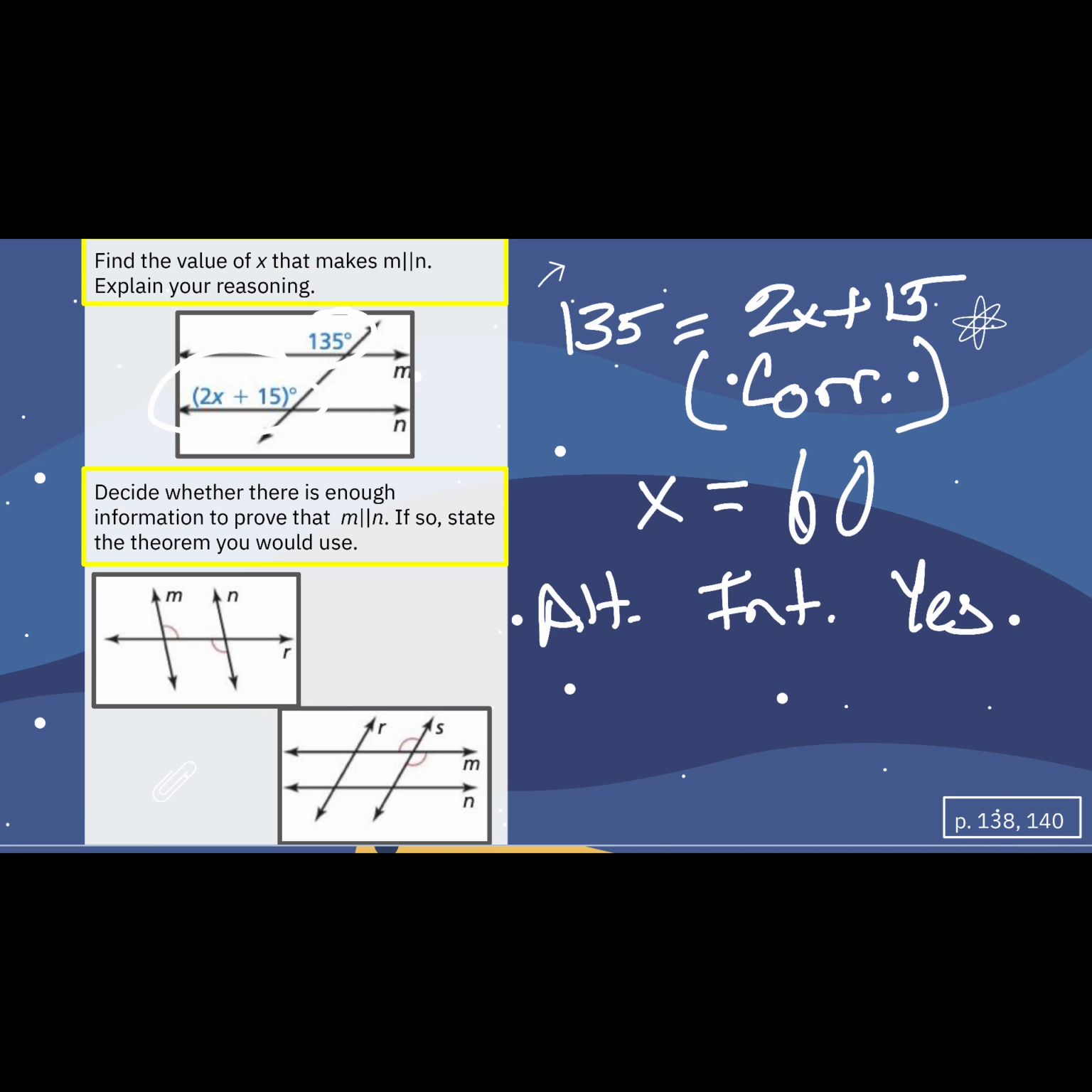Vertical. Are vertical angles enough to say that we have parallel lines? Is that one of our theorems? No. So even though they have a relationship, it's not enough to say that we have parallel lines. So decide whether there's enough information. The second one, there's not enough information. That's all we need to put. Not enough info. So state the theorem. Well, in the first one, there's enough information, and it was because of alternate interior angles.